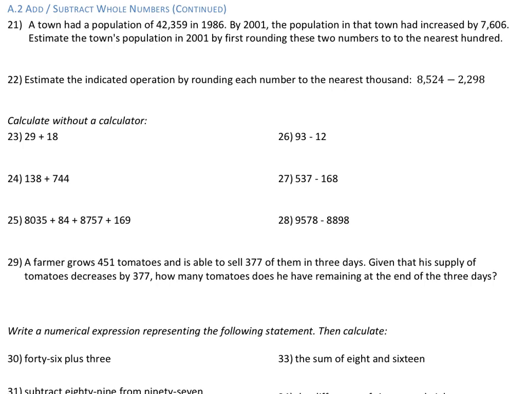So we're still looking at addition and subtraction on this. A town had a population of 42,359 in 1986. By 2001, the population in that town had increased by 7,606. Estimate the town's population in 2001 by first rounding these two numbers to the nearest hundred. So we're just looking strictly at an estimation on this.